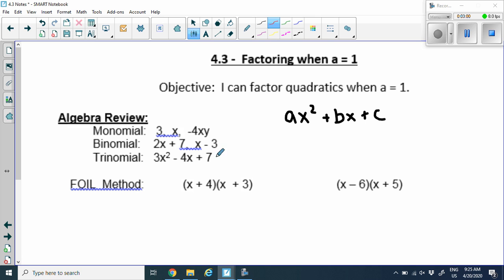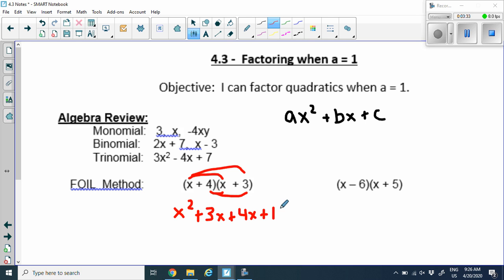So for this first example, x plus 4 times x plus 3. The first thing I'm going to do is x times x. That gives me x squared. Then I'm going to do x times 3. That's going to give me 3x. Then I'm going to take my 4 and multiply by x. That gives me 4x. And then lastly, we're going to multiply the constants. Remember, constant means it's a number without a variable. So 4 times 3 gives me 12.